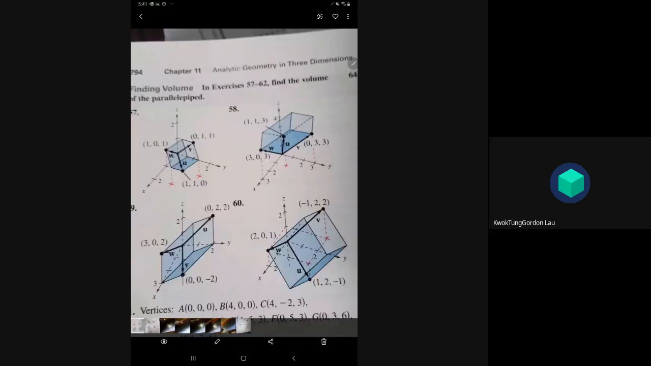So here we go. Okay, so let me go to my photo. Here we go. I guess I could write vertically. Okay, so look at these pictures. See how cool these pictures look? And they say find the volume. Find the volume of the parallelepiped.